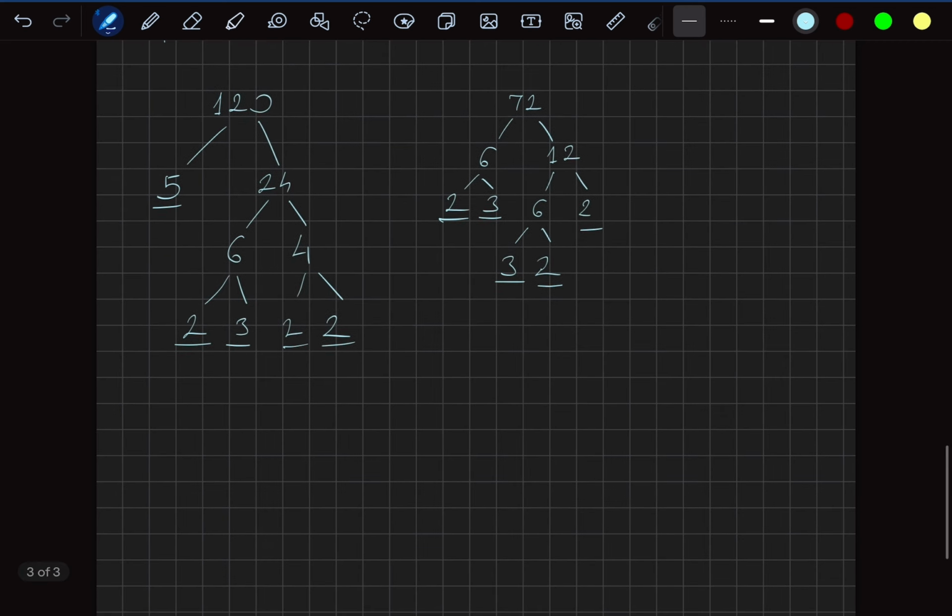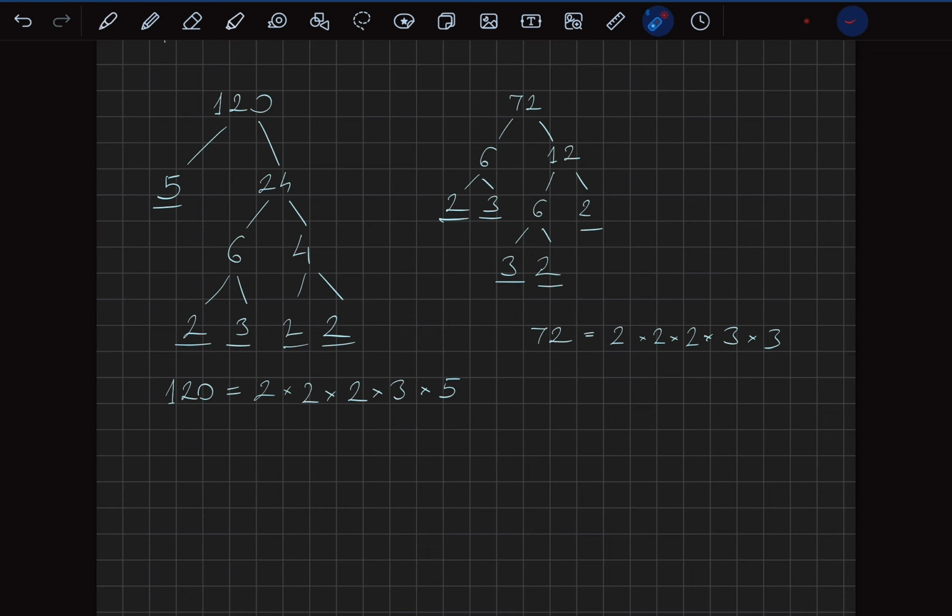So 120 equals 2 times 2 times 2 times 3 times 5. You will see why I wrote like this, not in a closed form. 72 equals 2 times 2 times 2 times 3 times 3.